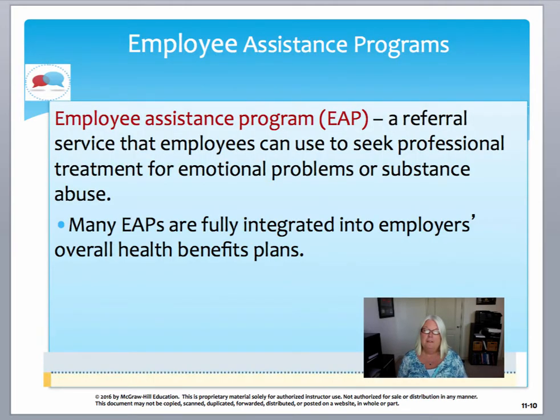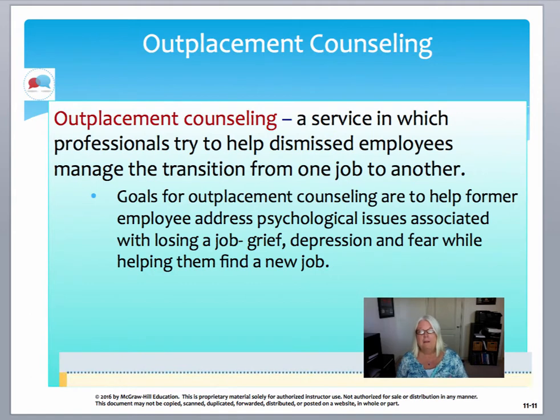So employee assistance programs are a referral service that employees can use to seek professional treatment for problems, and this comes into the discipline process as far as maybe an employee is about to be terminated because of problems involving drug or alcohol use. Okay, so this allows an organization to incorporate the progressive discipline program with an EAP to get the employee help. Then we have outplacement counseling.